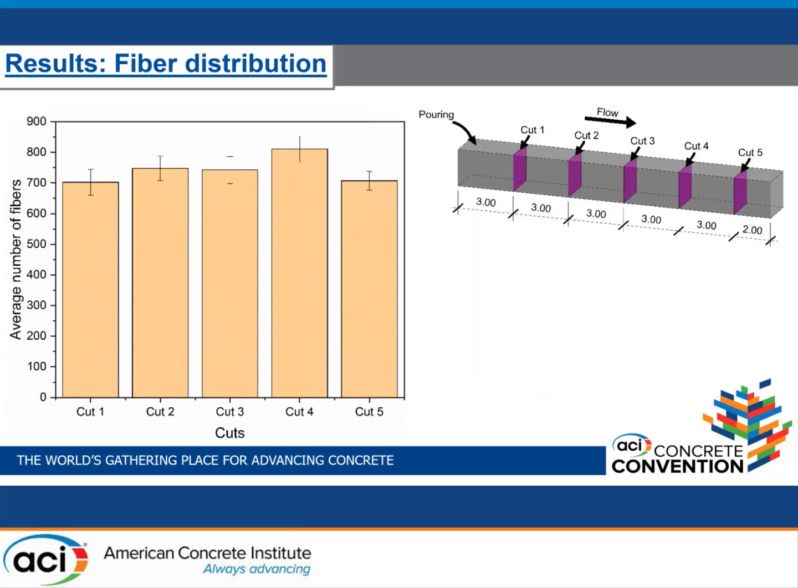Let's keep going with the fiber distribution analysis. Now we're going to talk about the flow analysis, in which we cut the specimens into 5 different locations and analyze the number of fibers in each cut. And we saw that there are fewer fibers at the end of the specimens than in the center.